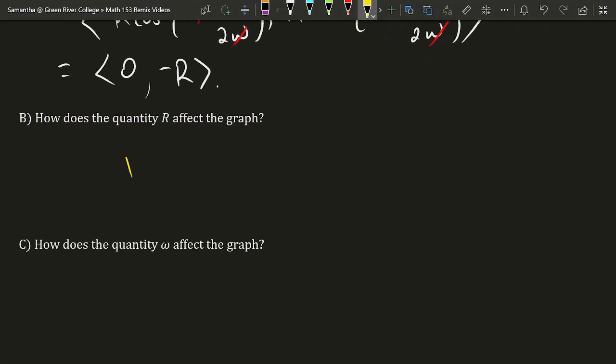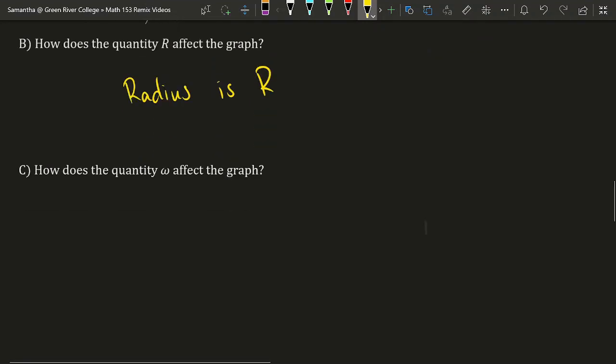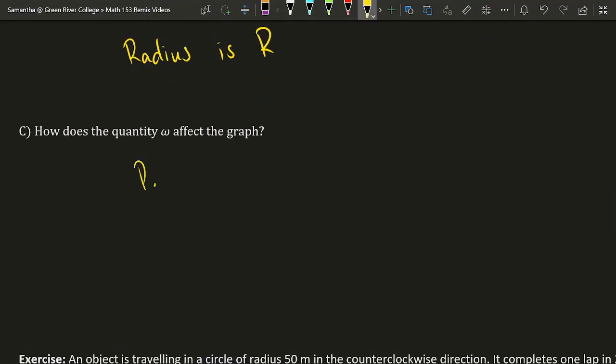Once again, though, the radius of the circle is r. The period of the circle is 2 pi over omega. The big difference is the orientation.